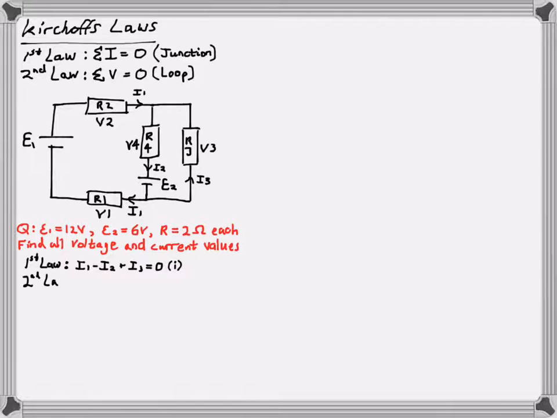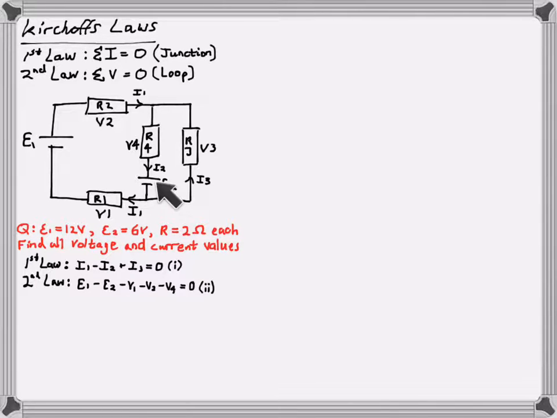Okay, so I'm going to use the second law, and I'm going to start just by considering the EMFs. So I have a positive EMF 1 and a negative EMF 2. So I have epsilon 1 minus epsilon 2. And then I'm going to move through the loop and add up my voltage values. And because I'm moving clockwise through the loop in the same direction as the current, the voltage values are going to be negative because it's a voltage drop. So I'm going to get minus V1 minus V2 minus V4 is equal to 0. And I'm going to call that equation 2.